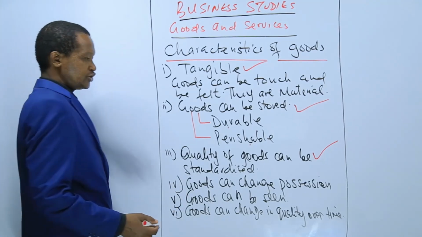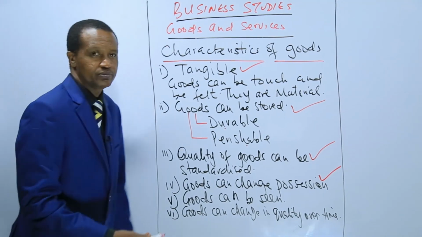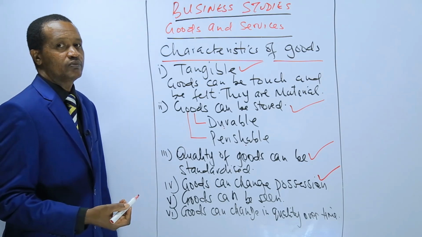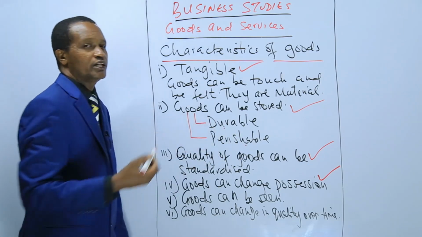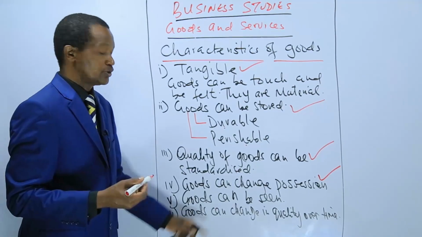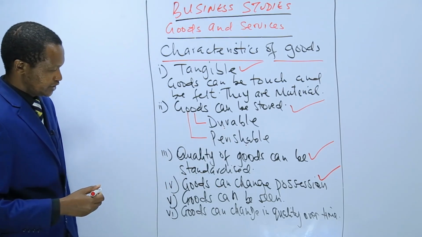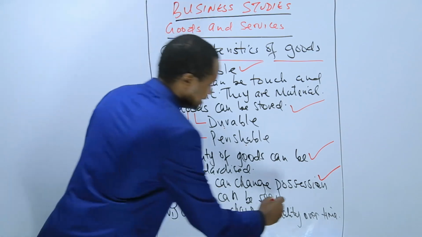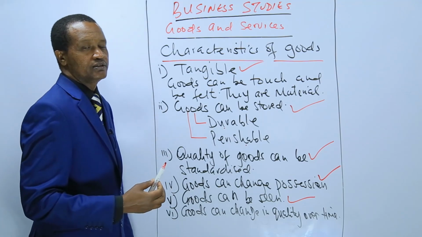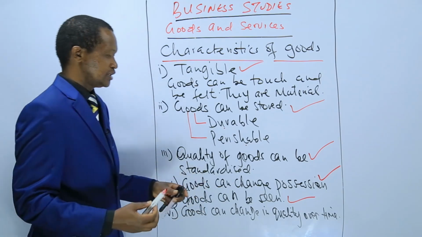Number 4, goods can change possession and also ownership. And we say this can only happen through either trade or donation. Under trade, one has to pay price for the goods. Possession can also happen through donation. Then we've said goods can be seen. You can see goods with your eyes. We said with a few exceptions like air, which cannot be seen with your eyes.